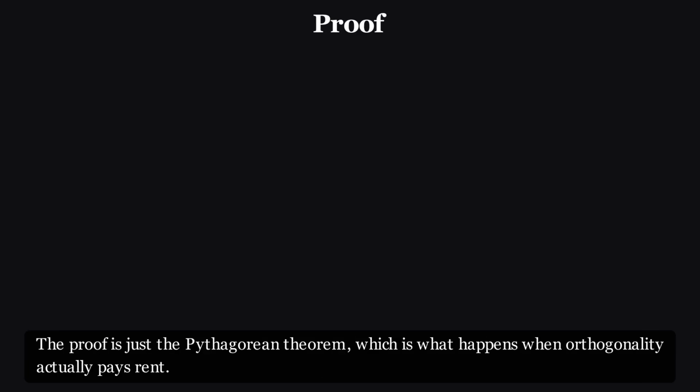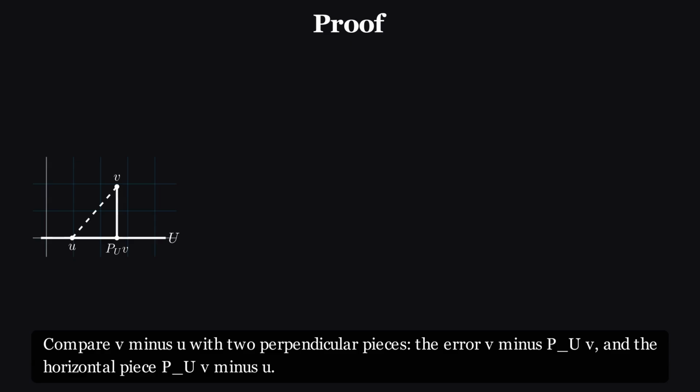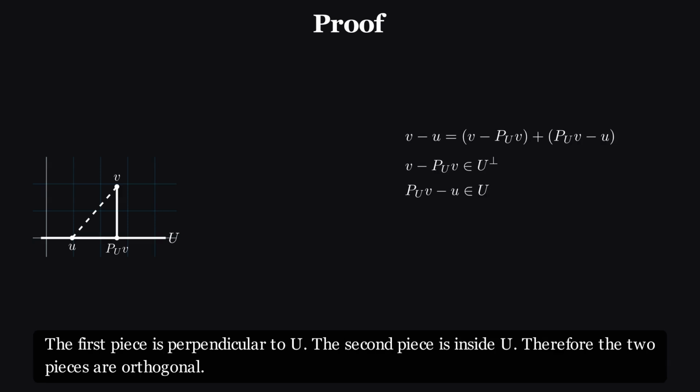The proof is just the Pythagorean theorem, which is what happens when orthogonality actually pays rent. Compare v minus u with 2 perpendicular pieces: the error v minus P_U v, and the horizontal piece P_U v minus u. The first piece is perpendicular to U. The second piece is inside U. Therefore the 2 pieces are orthogonal.